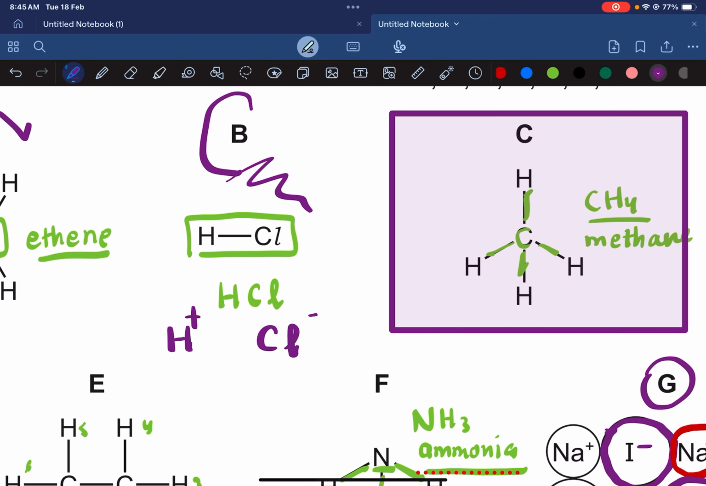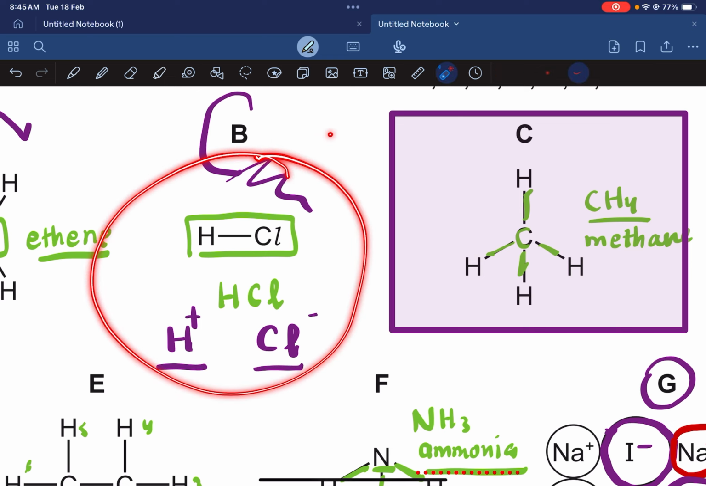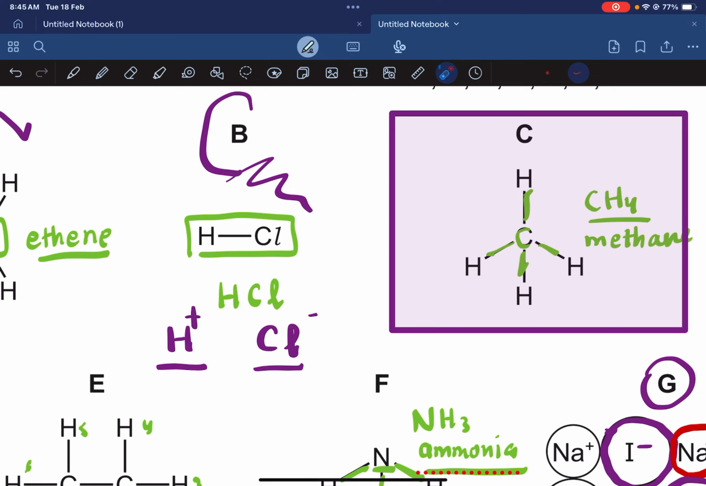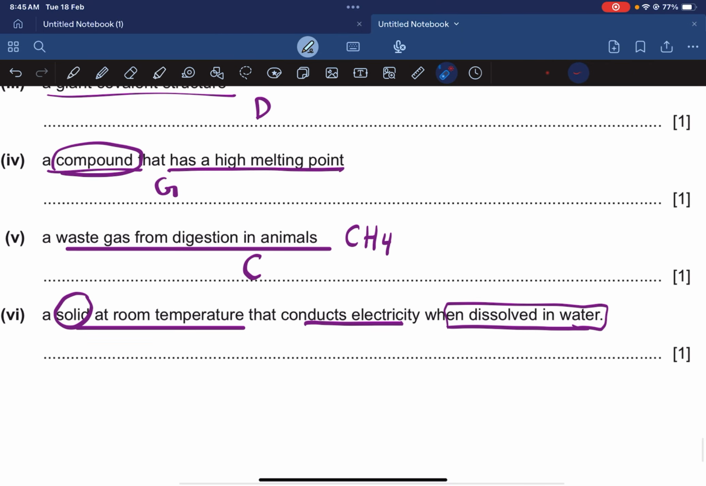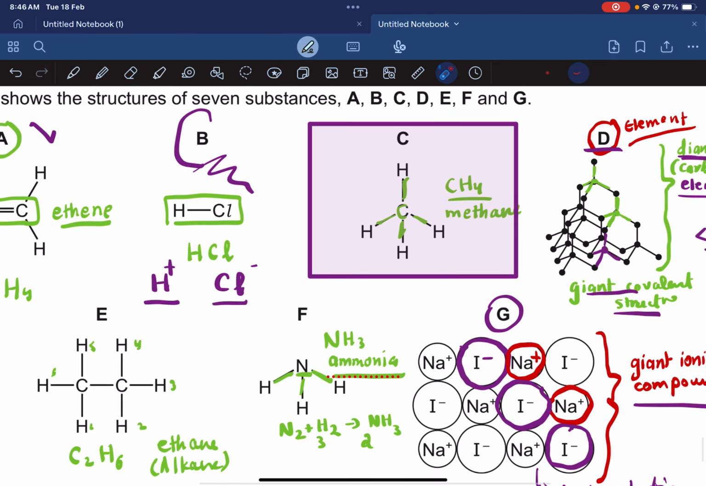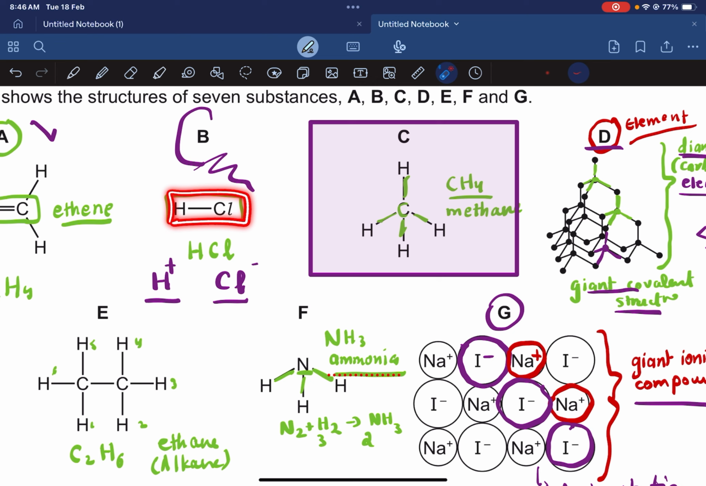And well, these are ions and they're going to be mobile, which means they're going to be able to move freely. So this can conduct electricity in aqueous solution. This can conduct because what will happen is it will ionize. But the problem is that the question states that the substance we're looking for should be a solid at room temperature. If you know the physical state of hydrogen chloride, it is a gas at room temperature, and you dissolve it in water to form HCl solution.